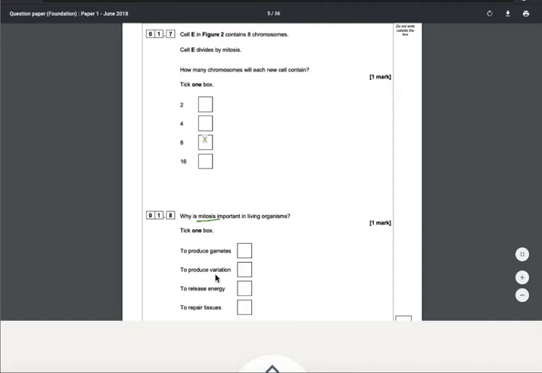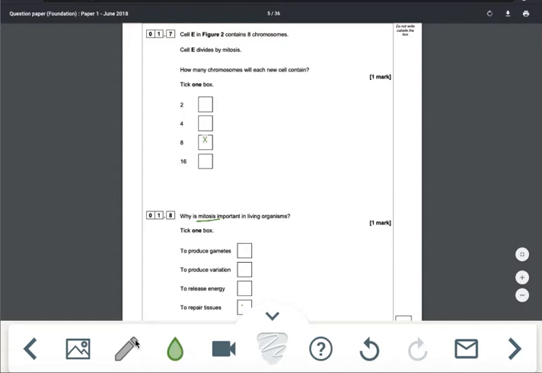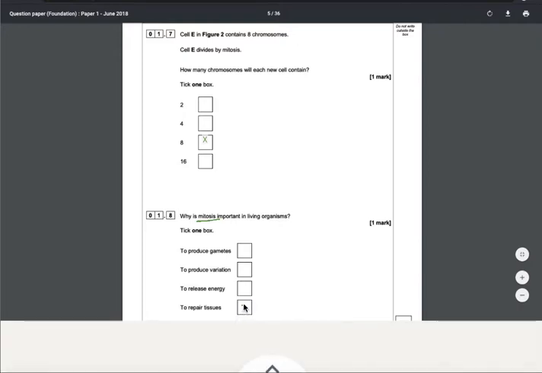To produce variation. In mitosis, the cell duplicates its chromosomes and it forms 2 identical daughter cells, so no variation occurs. The daughter cells are identical, so this is not correct. Next, to release energy. In fact, mitosis actually takes up energy. It needs energy to occur, so it is not this. And we're left with to repair tissues, which, if it didn't jump out at you straight away, we've just gone through this by process of elimination, and you'll come to the exact same answer. So there we go, to repair tissues.